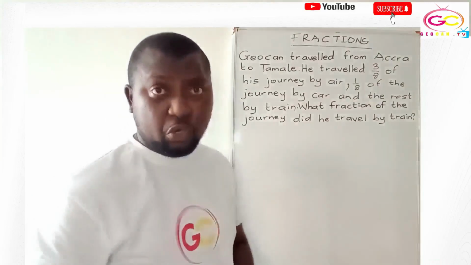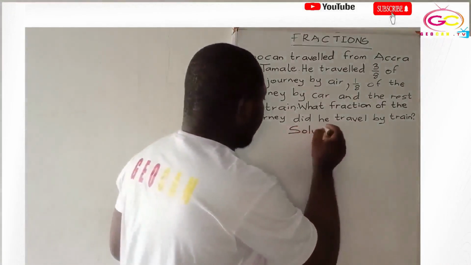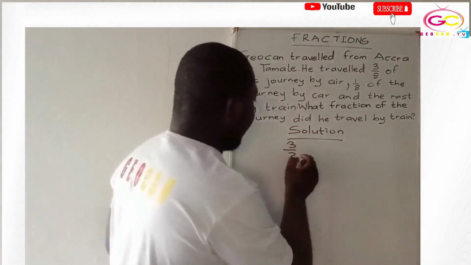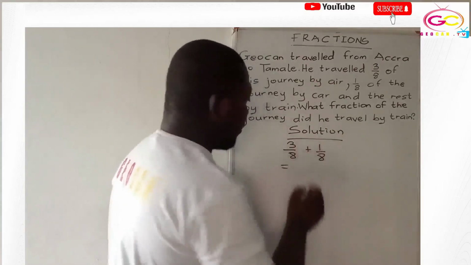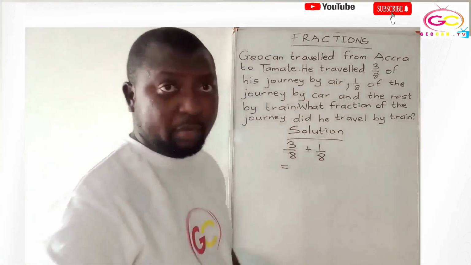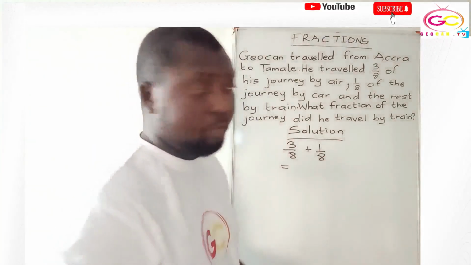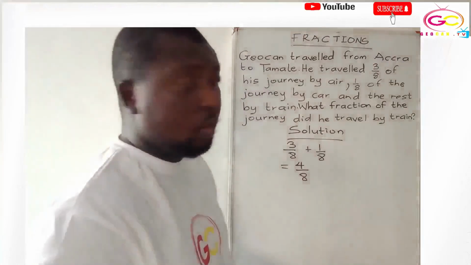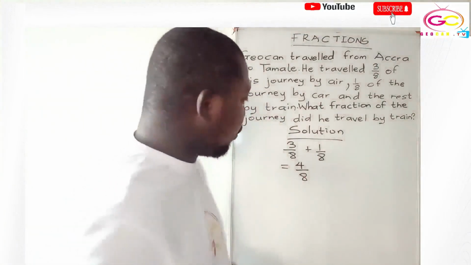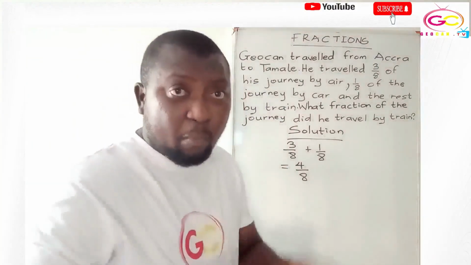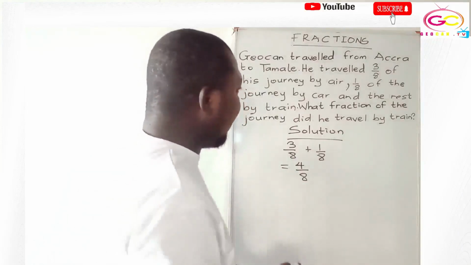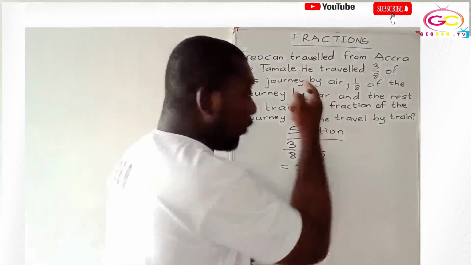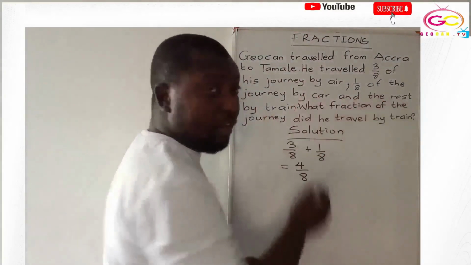Good. So let's have our solution here. Solution simply means how you solve it. So we can add 3 over 8 plus 1 over 8. Since they have the common denominator, we just add the numerators. So we have 4 over 8. Good. So now we can subtract the 4 over 8 from the whole journey, which is 1. And that will give us our answer, the journey he did via train, because the question says, and the rest by train, the rest.